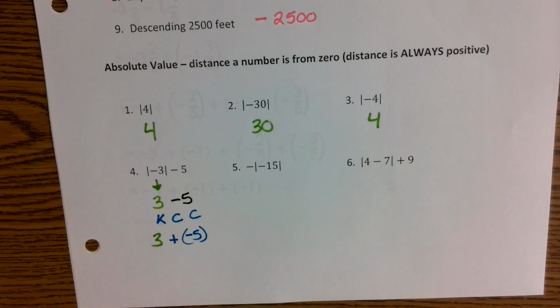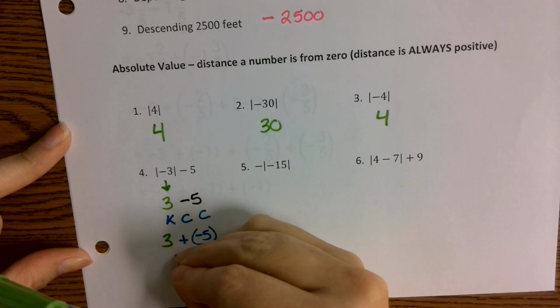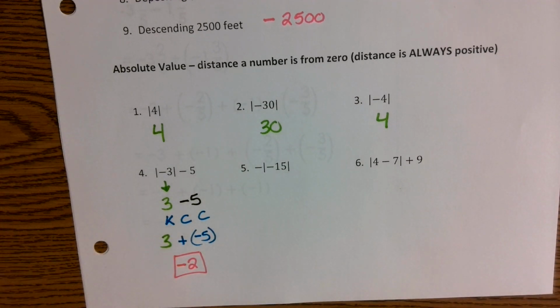And 3 plus negative 5 is what, guys? Well, we already know 3 minus 5, but what is 3 minus 5 or 3 plus negative 5? Negative 2. Very good. So this is going to be a negative 2 for our value.